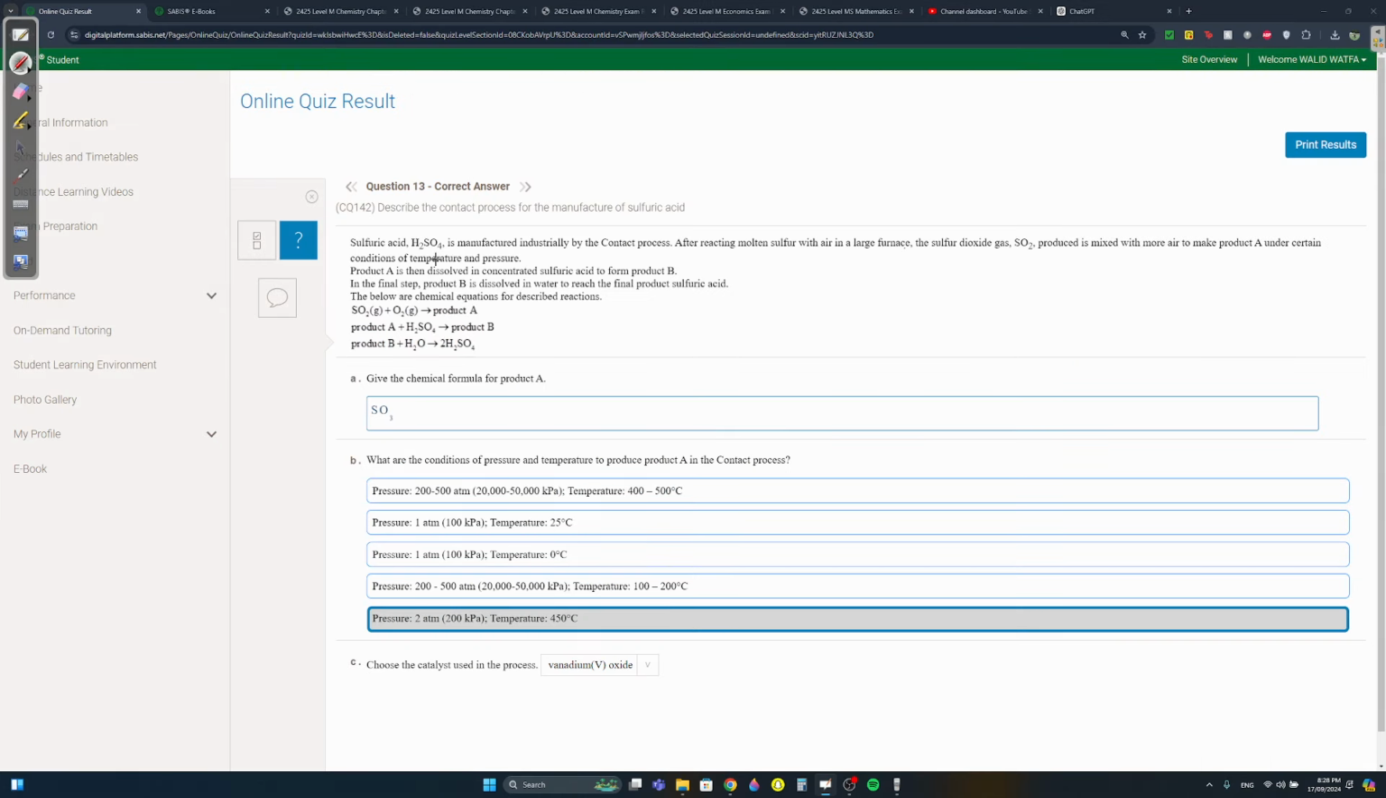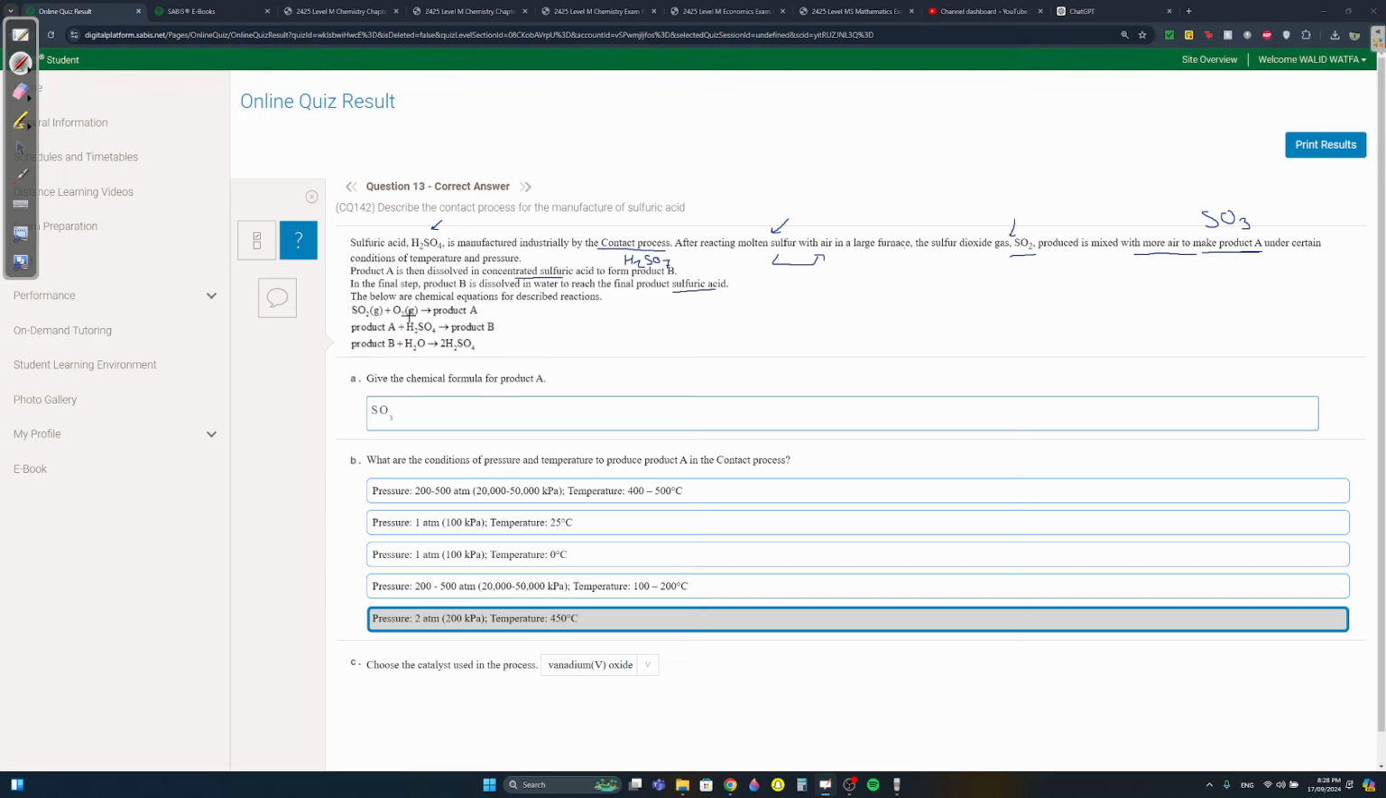So, sulfuric acid, how do we manufacture it? Using the contact process. After you react molten sulfur with air, what do we get? We said SO2, right? This SO2 that's produced is mixed with more air to make a product. What did we say you get now? SO3, right? Under certain conditions of temperature and pressure. Product A is then dissolved in concentrated sulfuric acid to form product B. When you dissolve the SO3 in sulfuric acid, H2SO4, we get H2S2O7. In the final step, product B is dissolved in water to reach the final product, sulfuric acid.